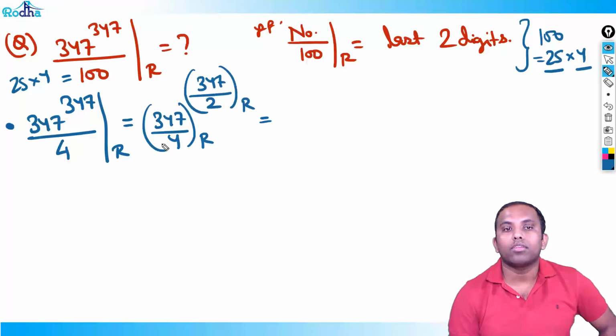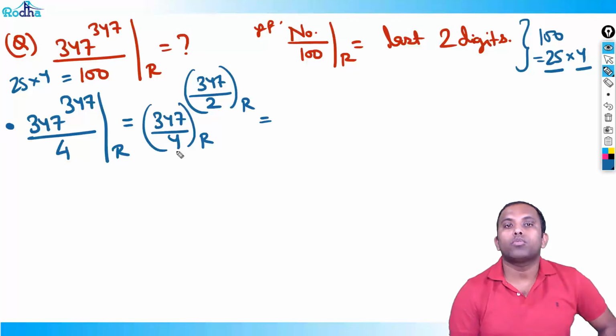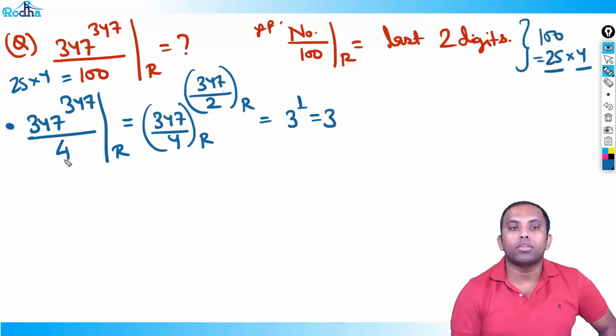Okay, now what is this remainder here? For 4, I have to only look at the last 2 digits, right? That is 47 by 4. What is the remainder? 3. So 3 raised to the power. What is the remainder for the power? 347 by 2, the remainder is 1. 3 raised to 1 is 3. That means this whole big number divided by 4, the remainder is 3. Fine. Now, next.